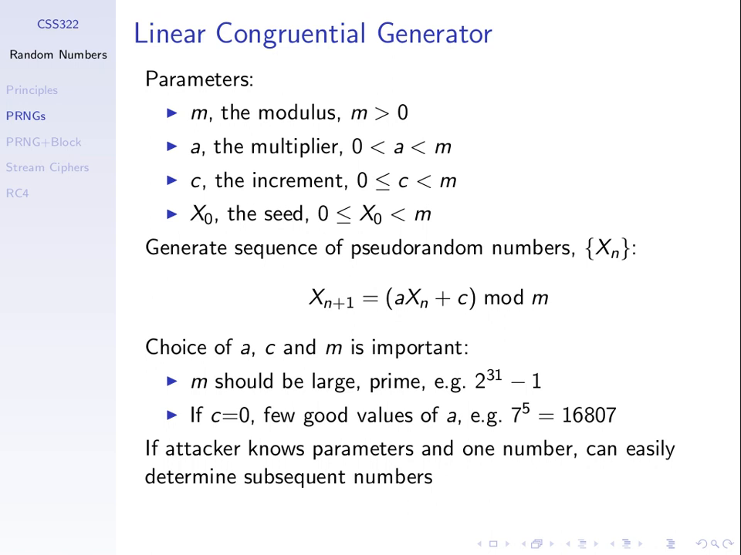One last one and you'll be able to finish it. A equals 5, c equals 0, m equals 32. That is the same as the previous one, but change a from 7 to 5. The sequence you get is 5 times 1 is 5, mod 32 is 5. The next one will be 25, 5 times 5. Next one is 29, 17, 21, 9, 13, 1, and then back to 5 and repeat.